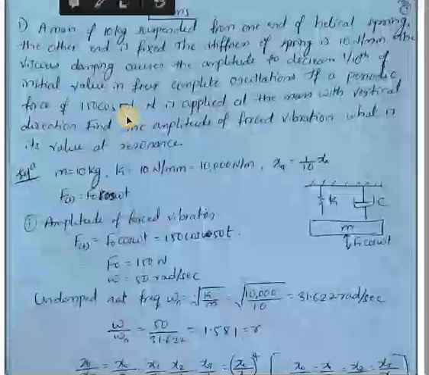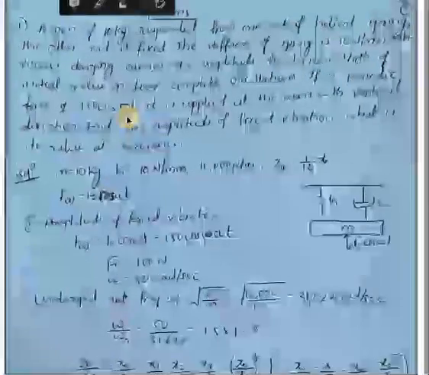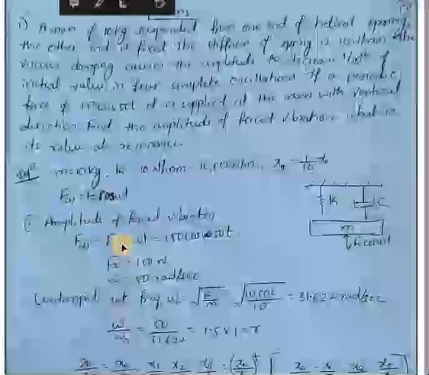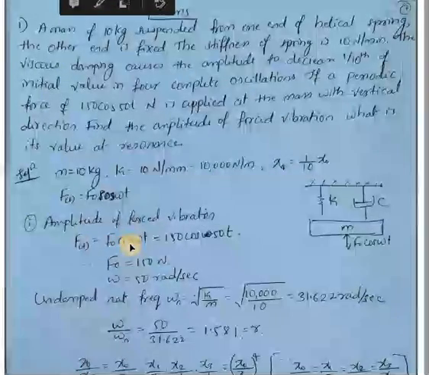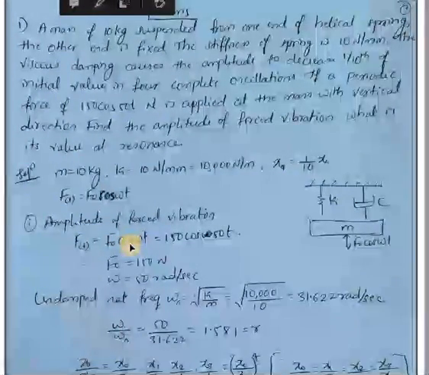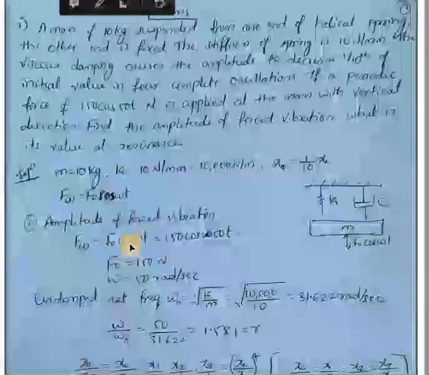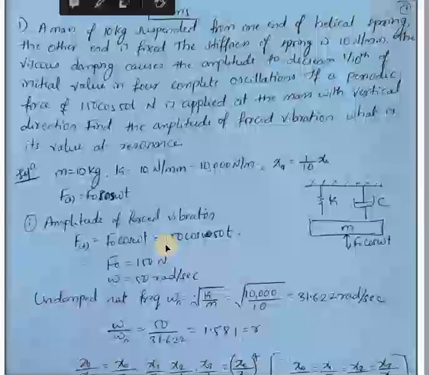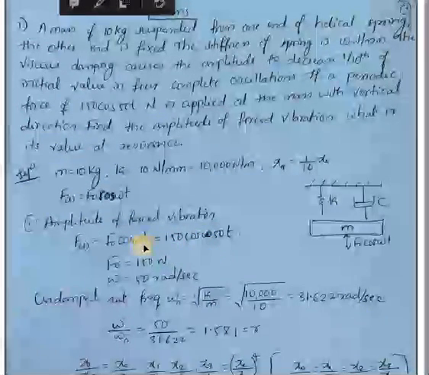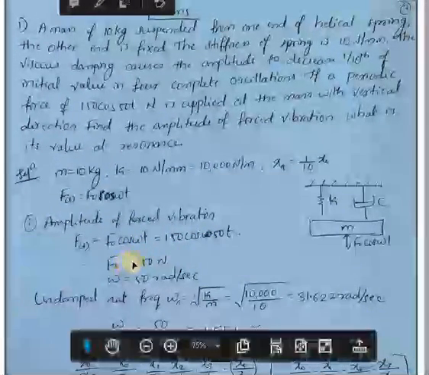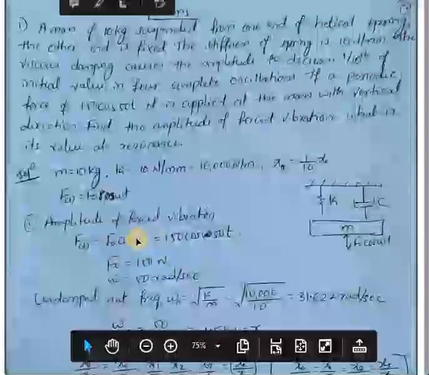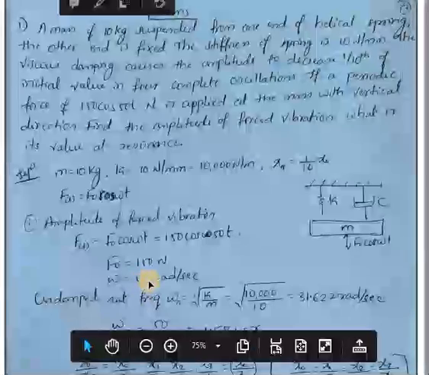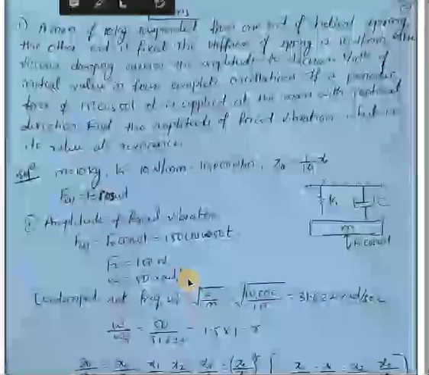So first we will try to calculate the amplitude of forced vibration. So f of t equal to f0 into cos of omega t is the standard form of the forcing function. Okay. So if you compare the given force function with this standard one, you will come to know f0 is 150 Newton, and here it is cos omega t and here it is cos 50t. So omega is 50 radian per second.